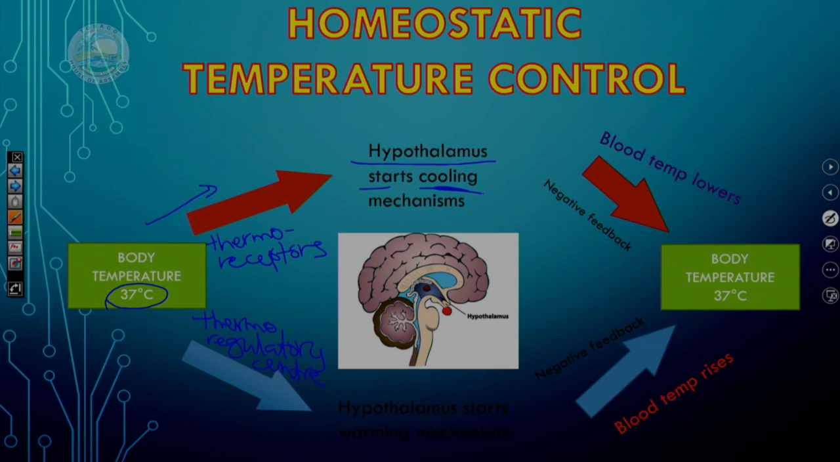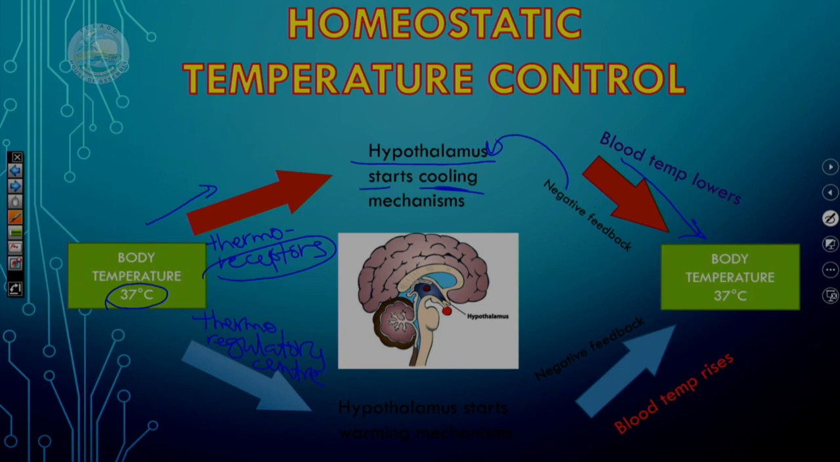So as your temperature goes back down towards normal, within normal range, you have a negative feedback. So the temperature drops, the detectors, your receptors again, are going to negatively feed back to the hypothalamus and tell it, well, listen, the temperature is going down, so you can stop the cooling mechanisms.